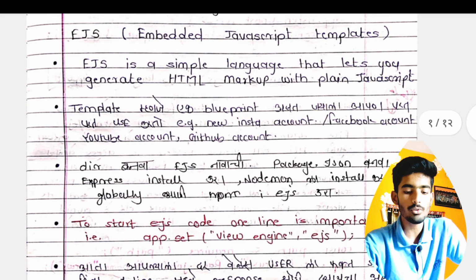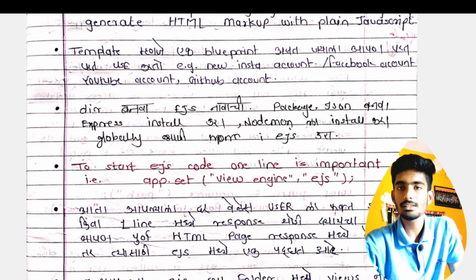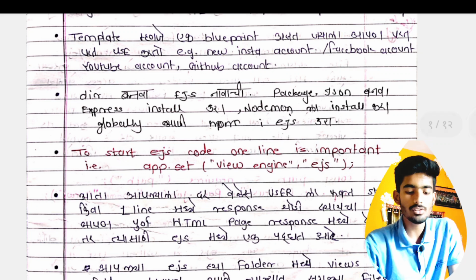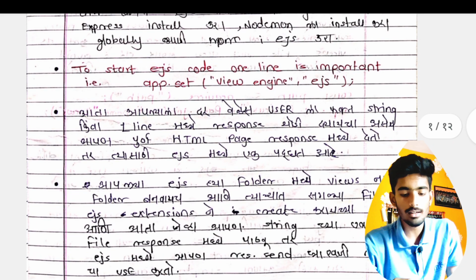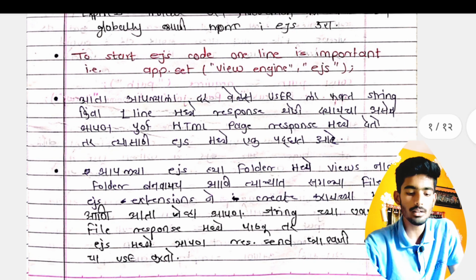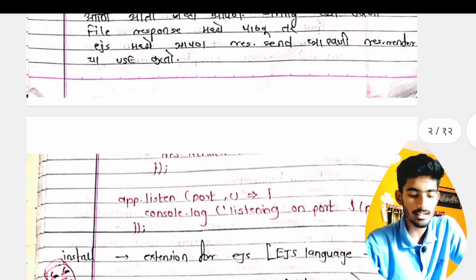After doing that, you have to set your view engine as EJS, and to set it you can use app.set('view engine', 'ejs'). You can see in red color I have written the app.set method, and after using the app.set method, your view engine will be set as EJS.